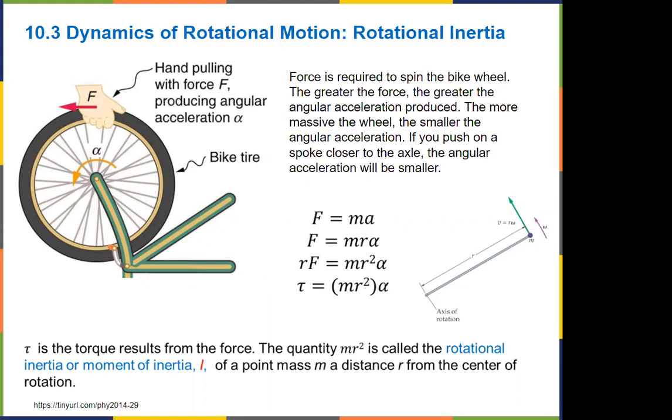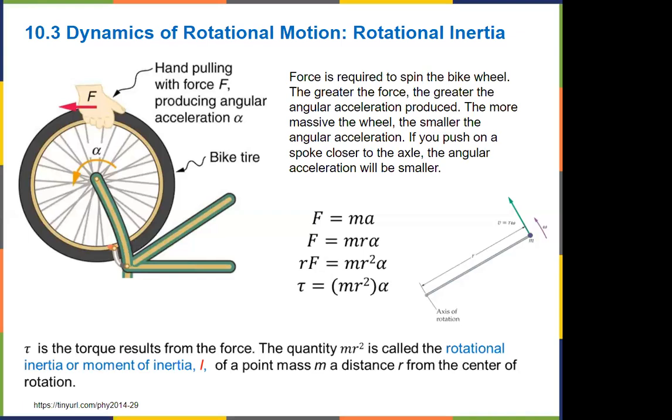Now you can keep your force the same but move the action point of the force closer to the axis. Say you are applying the same force on one of the spokes but closer to the axle. Then you'll find that the change in velocity of the bicycle wheel is probably smaller, so the angular acceleration is smaller. So angular acceleration depends on the force, and it also depends on where your force is applied, the distance from that force to the axis of rotation. There are two quantities deciding the angular acceleration.